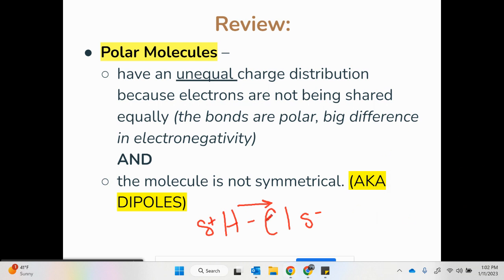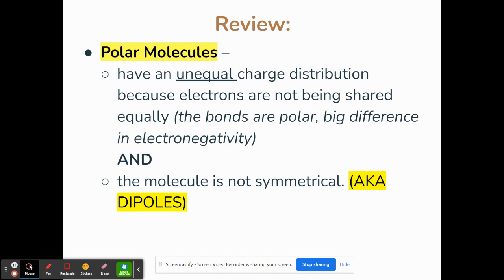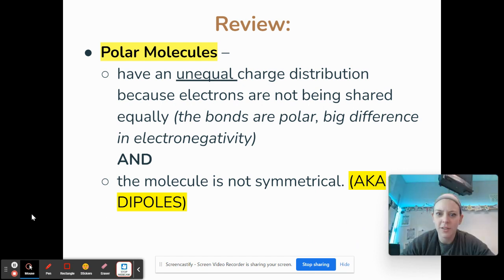I don't know why this is happening. Okay, so that's that down there. Sorry, I was having some computer issues, some glitching.